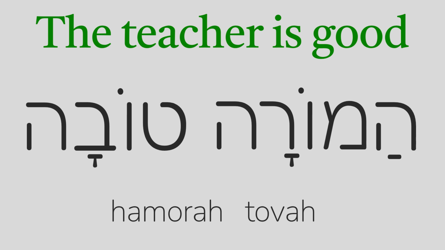So all we have left is the word is. But it turns out that in Hebrew, we don't need a word for is. In fact, Hebrew does not have a present tense of the verb to be, that is, am, are, or is. So we just have hamora, the teacher, and tova, good. Hamora tova, the teacher is good, with no word for is.